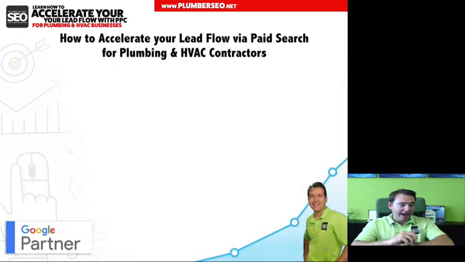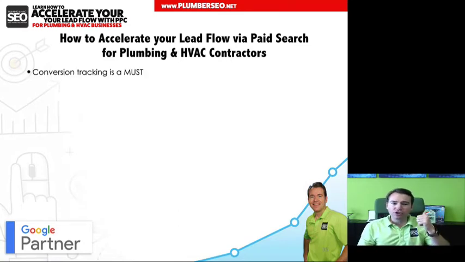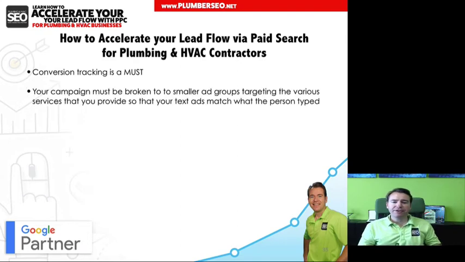So, kind of high level on this, what are the steps? The first one is call conversion tracking is a must. Don't even waste another dollar in pay-per-click advertising if you don't have the conversion dialed in. Make sure that your campaign is broken into bite-sized ad groups targeting the specific services that you offer, and that you've written compelling text ads for each one of those ad groups.